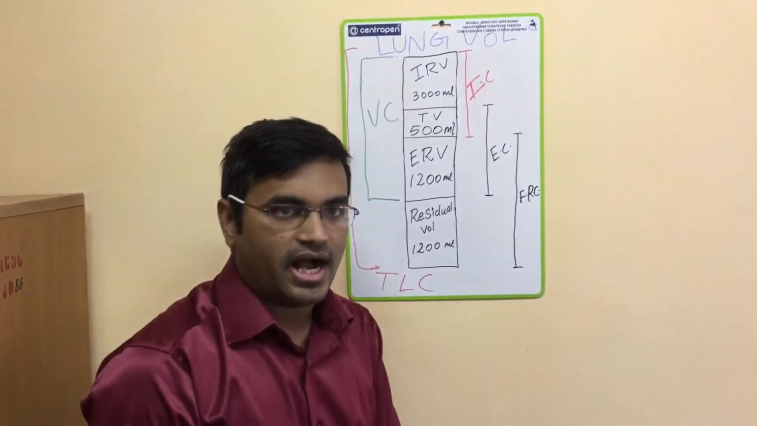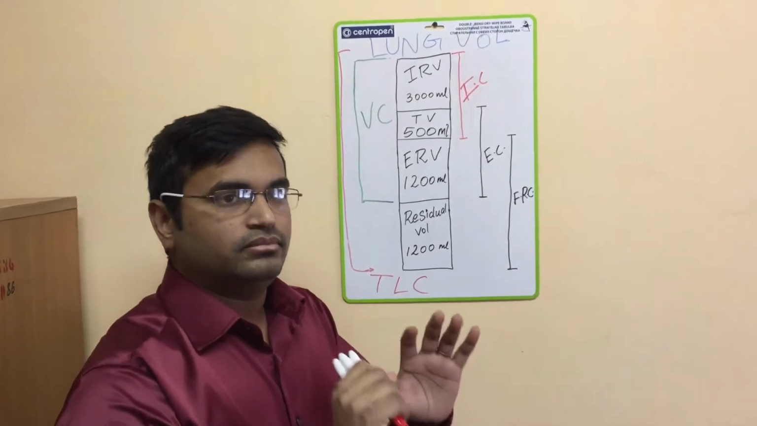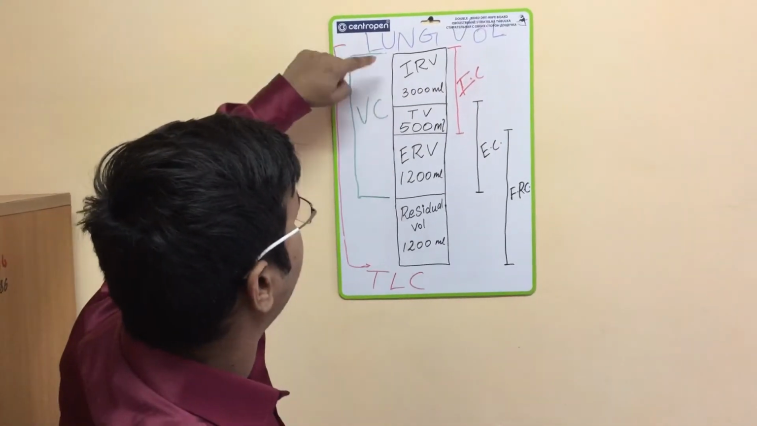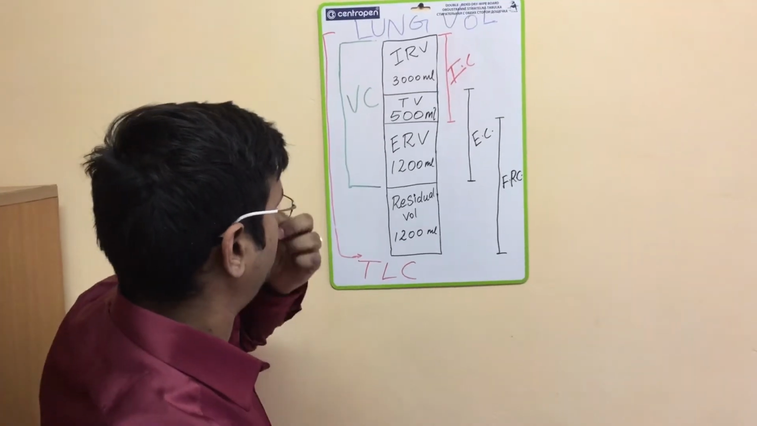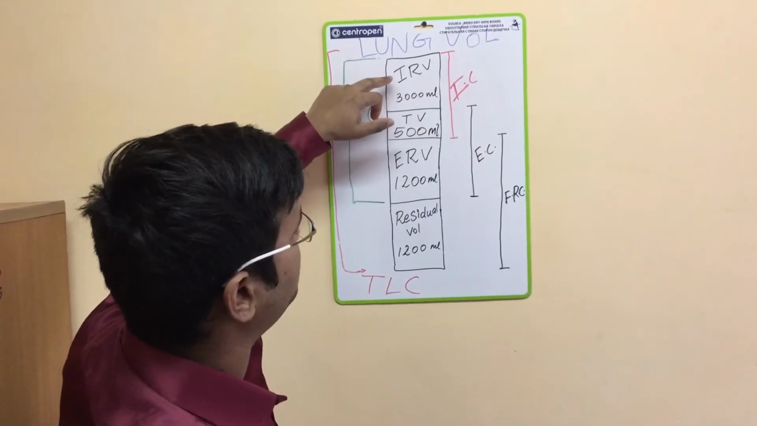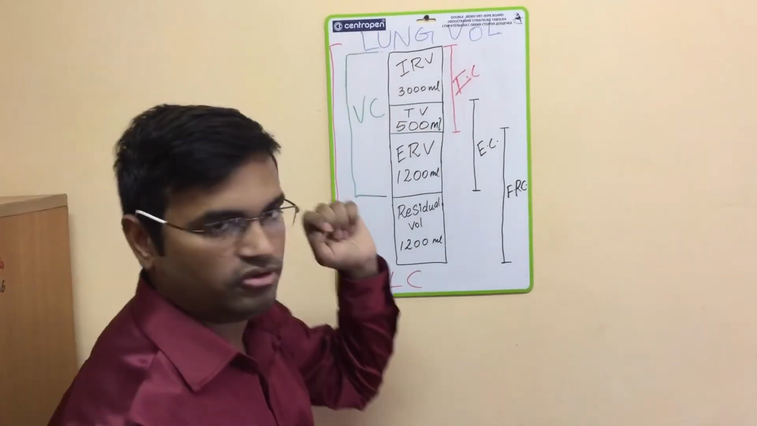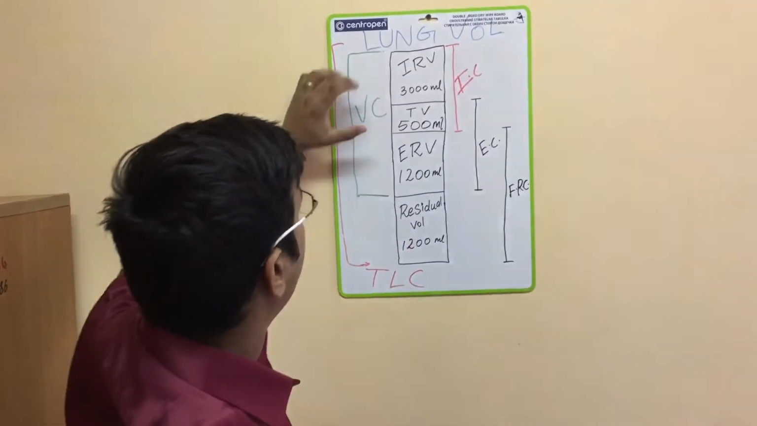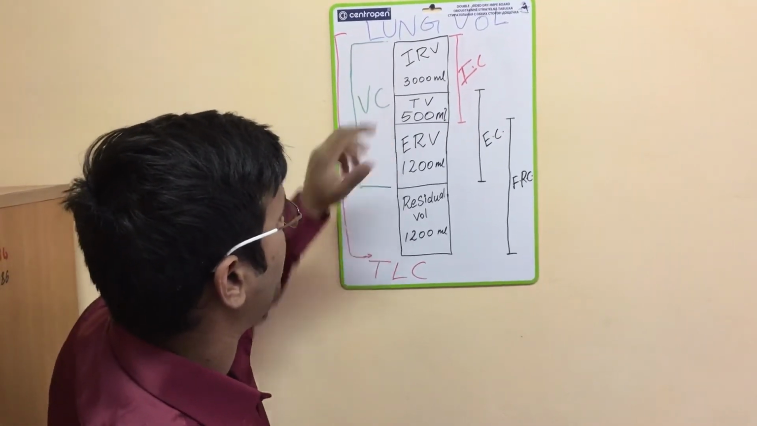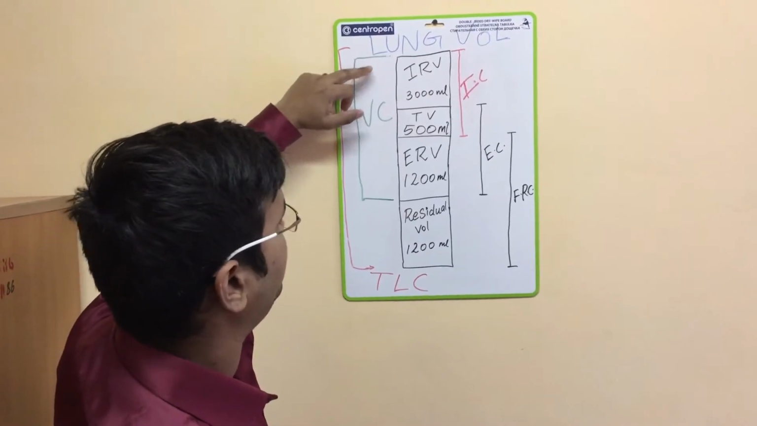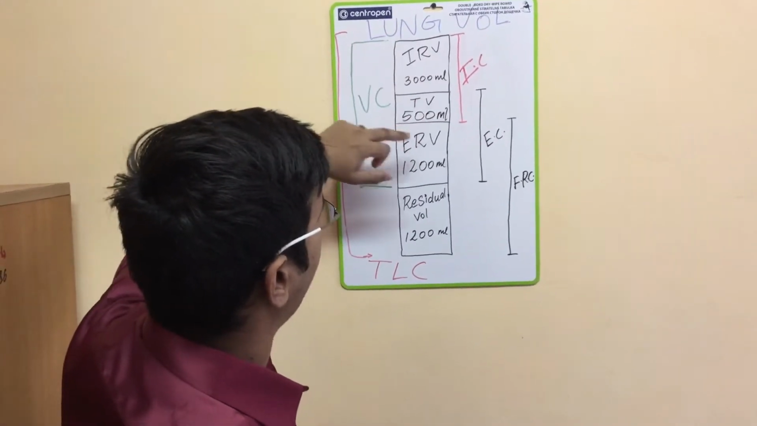Now I am doing this. I am taking more air in and expiring more air out. So I am using inspiratory reserve volume and also expiratory reserve volume. Whole this volume is called the vital capacity of the lung. This is the vital capacity, which includes inspiratory reserve volume, tidal volume, and expiratory reserve volume.